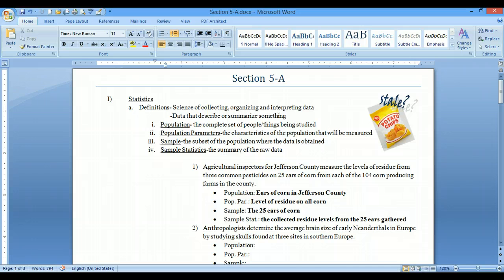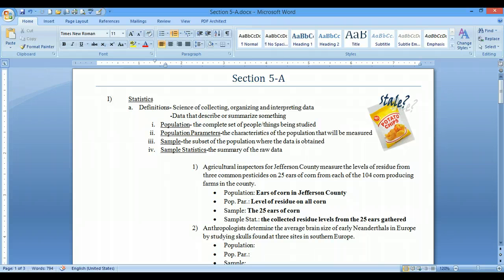The first thing about statistics is population. This is the complete set of people or things being studied. Population parameters are the characteristics of the population that will be measured. The sample is a subset of the population where the data is obtained. Sample statistics are the summary of the raw data.